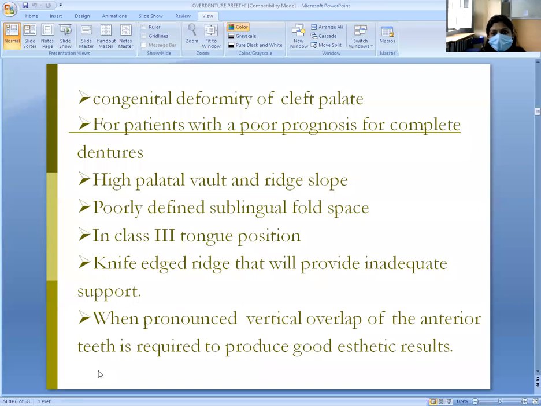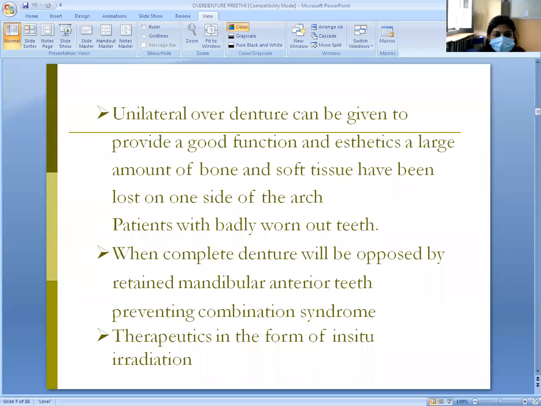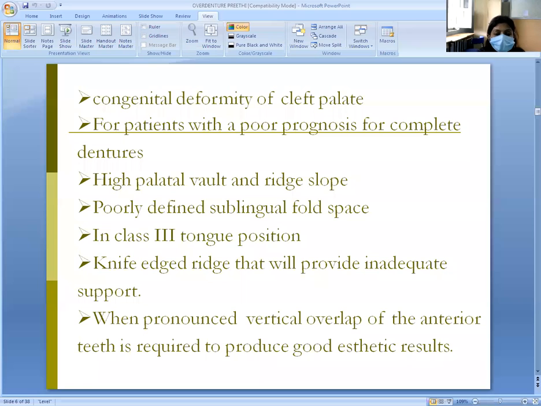Then for a patient with a poor prognosis for a complete denture, high palatal vault, ridge slope. In case of a high palatal vault, there is a problem with retention. In those cases, we can give an overdenture on which we can replace the missing teeth, as well as skip that palatal portion. We can give an open denture like this, with no palatal segment in that denture. Poorly defined sublingual fold space.